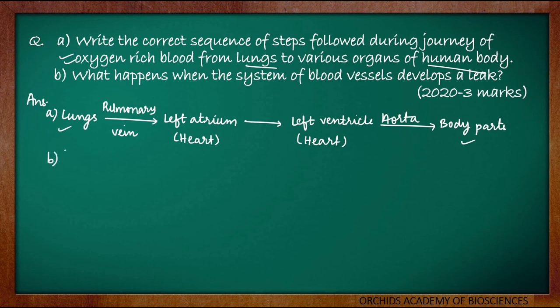The second part of the question asks, tell what happens when the system of blood vessels develops a leak. This question is related to the constituents of blood. Platelets are responsible for causing the blood clot whenever there is a leak in the blood vessels. So we can write about the platelets here, that they are responsible for the blood clot. So whenever there is a leak in our blood vessels, these platelets will be responsible for clotting the blood, and this will stop the blood leak. So this is all that was in this question.